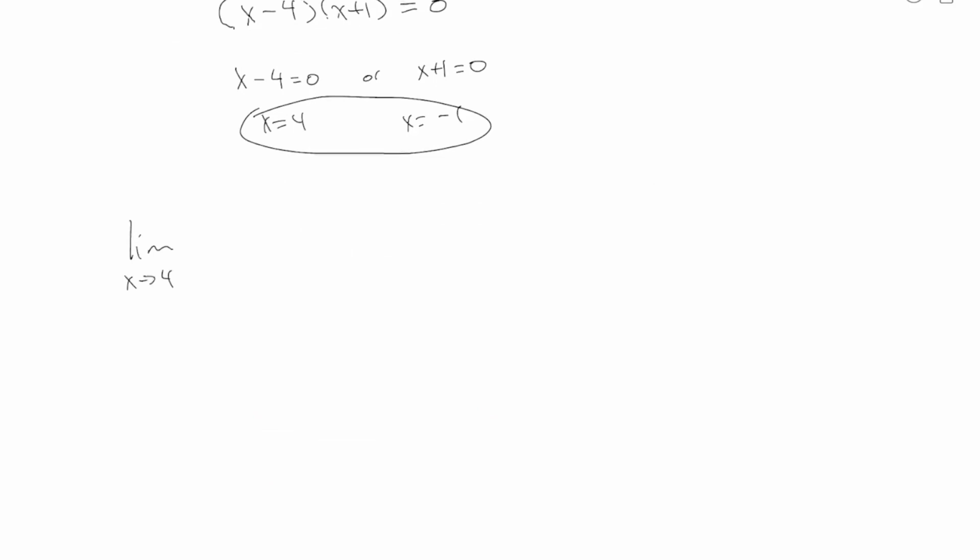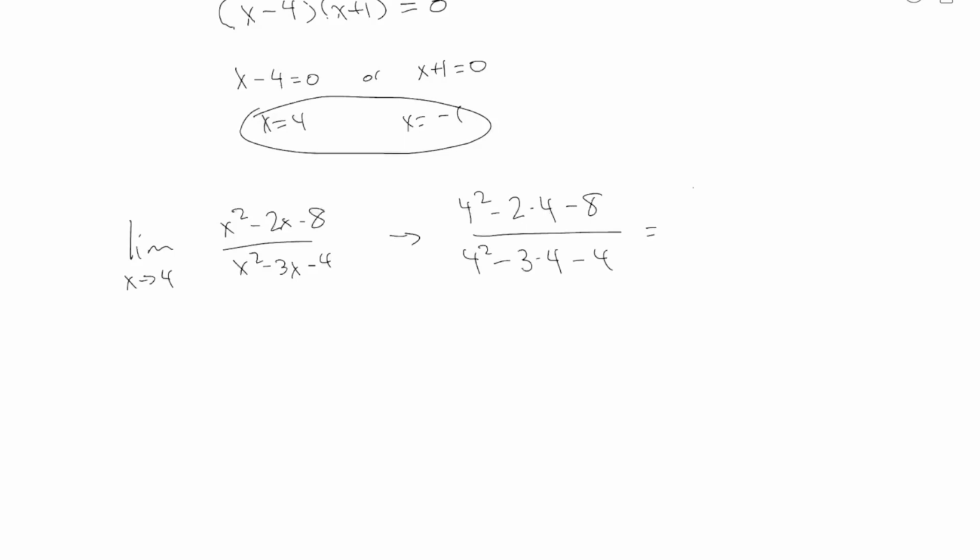The limit as x approaches 4 of that same function, x squared minus 2x minus 8 over x squared minus 3x minus 4. I think I got that right. You should begin by trying to plug the value in and see what happens. I plug it in, I get 4 squared minus 2 times 4 minus 8 over 4 squared minus 3 times 4 minus 4. This is 16 minus 8 minus 8, which is 0. This is 16 minus 12 minus 4, which is also 0. So that's 0 over 0, which means we need to simplify and cancel.